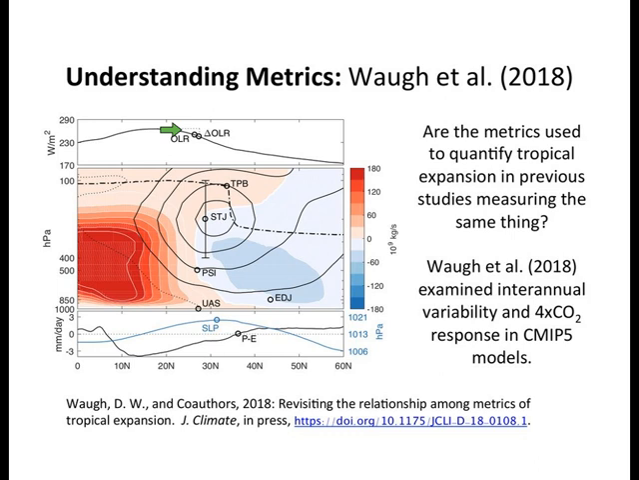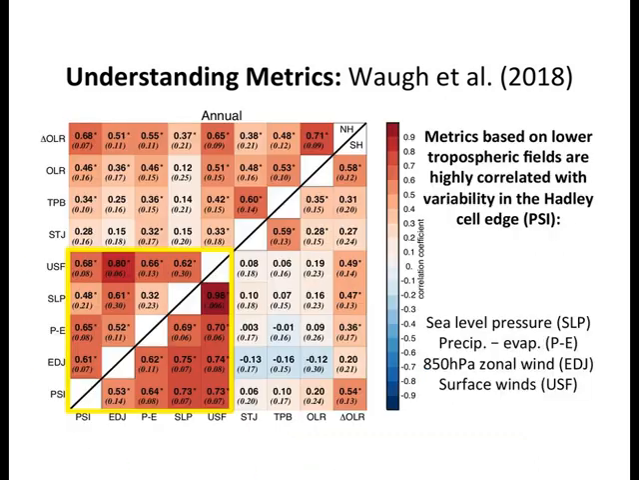And so what Darren did in his paper is basically look at a number of CMIP-5 global climate models and do a rigorous intercomparison of all these different metrics. So when one moves poleward, do they all move poleward? And he does this in terms of interannual variability and also in terms of the 4 times CO2 response, or the climate change response. So this is a sort of complicated figure, but it's a nice synthesis of a lot of the key results in his paper.